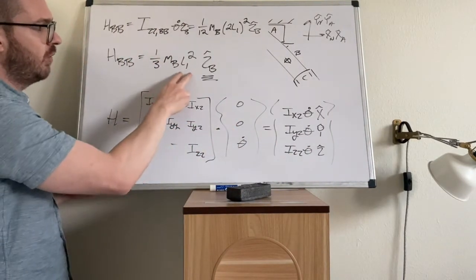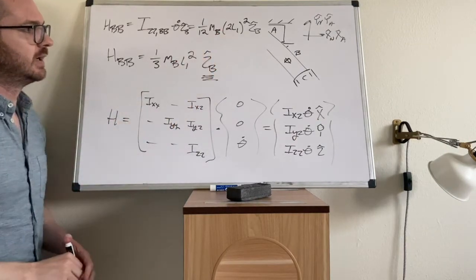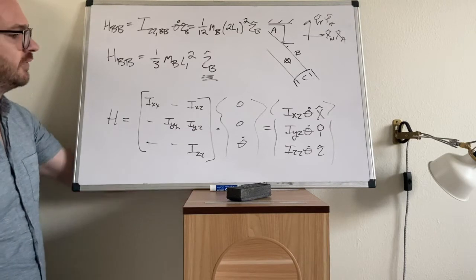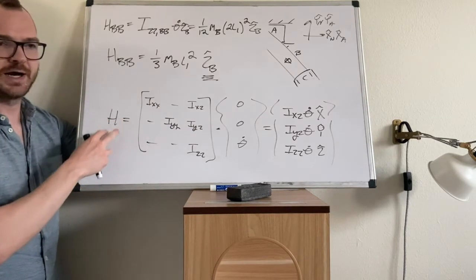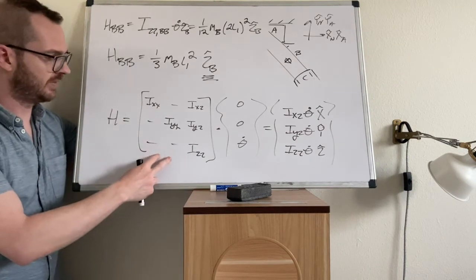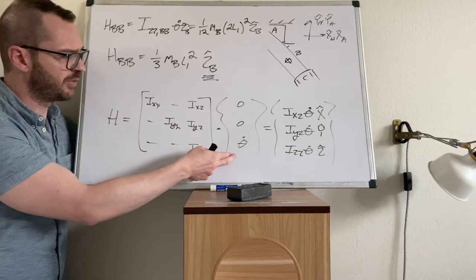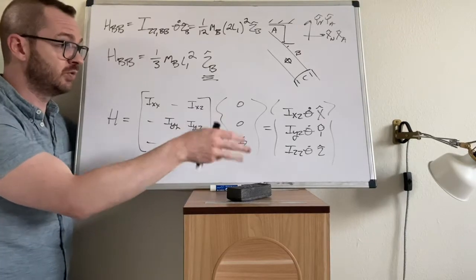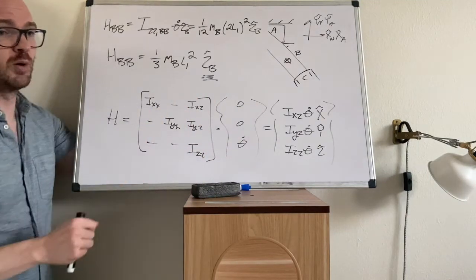So it doesn't always clean up this nicely. This is just for these simplified problems that we tend to do in undergraduate classes. But in a general sense, this is how you calculate angular momentum. You take the inertia dyadic, you do a dot product or just multiply with your 3/1 angular velocity, and you get a 3/1 vector of angular momentums.